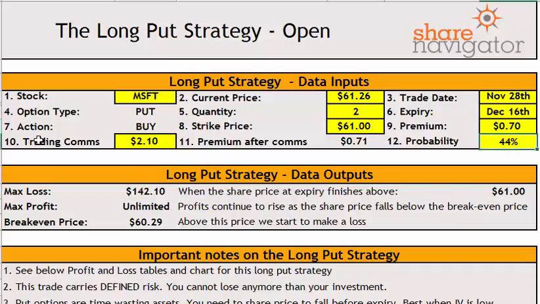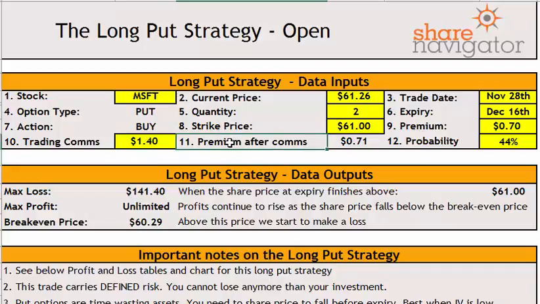So the next section we're going to put in here is your trading commissions. If you're completing this before you've actually placed a trade, you might have to guess what your trading commission is going to be. Now if you're using Interactive Brokers, you can roughly gauge about 70 cents a contract. So we're doing 2 contracts, so maybe our trading commissions are 140.